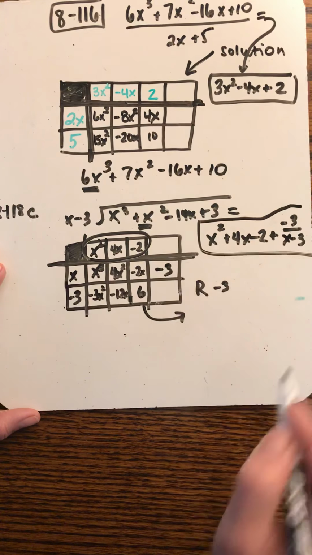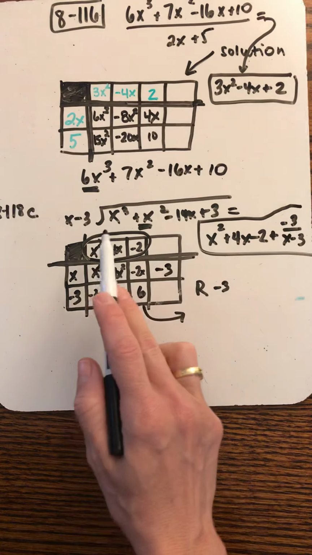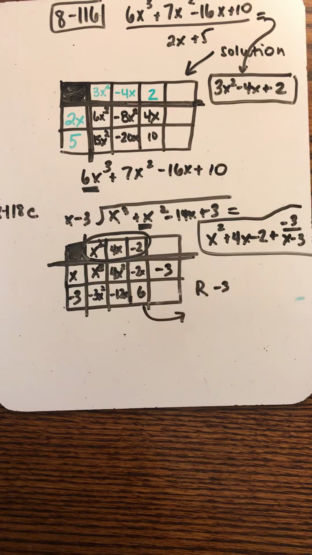When we get a remainder, it's also telling us that this polynomial is not evenly divisible by x minus 3, or we could say that x minus 3 is not a factor of this polynomial.